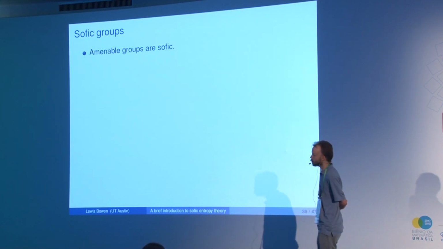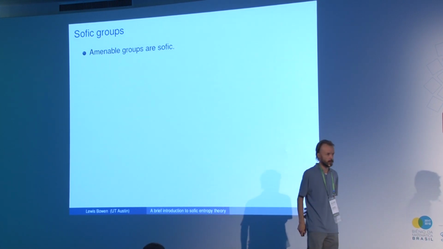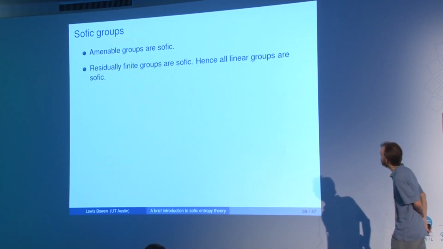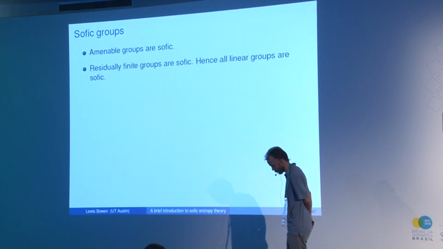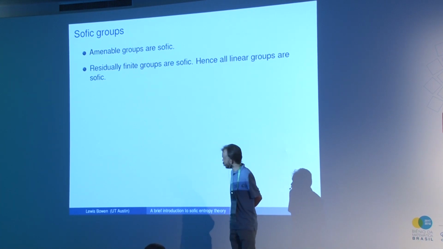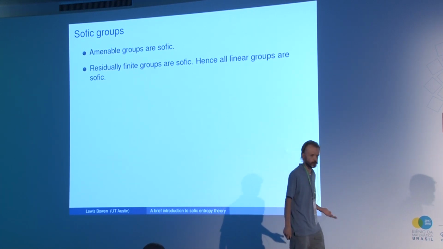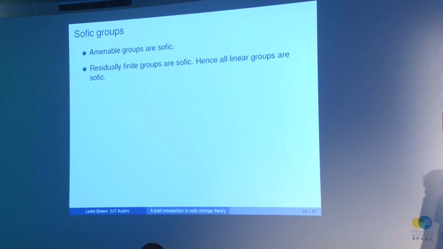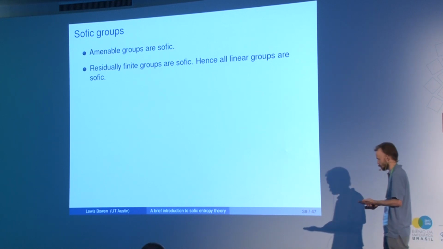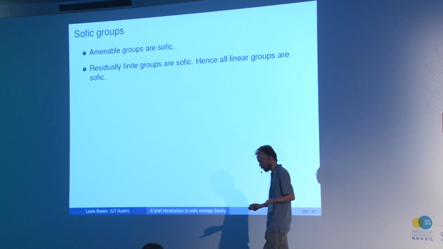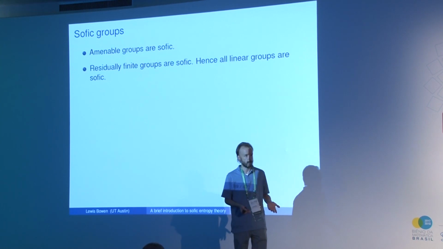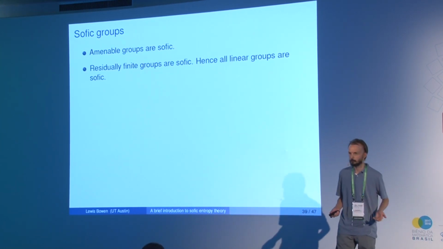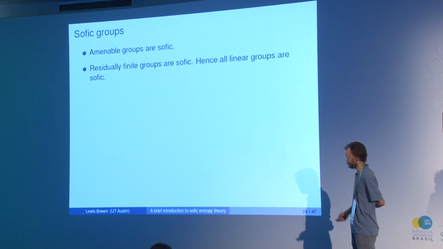Okay, so which groups are Sofic? Amenable groups are Sofic. It's a very large class of groups already. And residually finite groups. Malcev proved that all finitely generated linear groups are residually finite. And it's easy to show that soficity is preserved under direct unions. So a group is Sofic if and only if all of its finitely generated subgroups are Sofic. So in fact, all linear groups are Sofic.